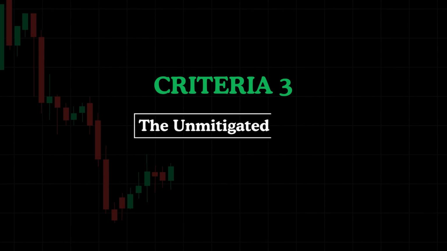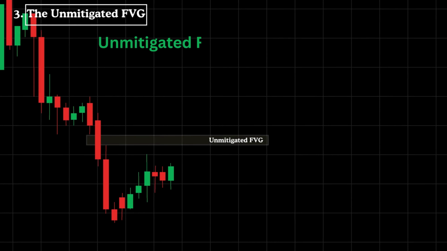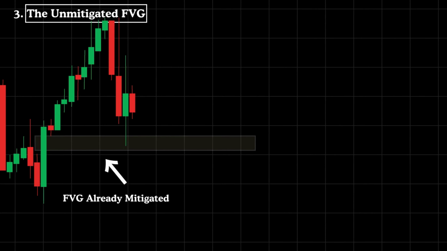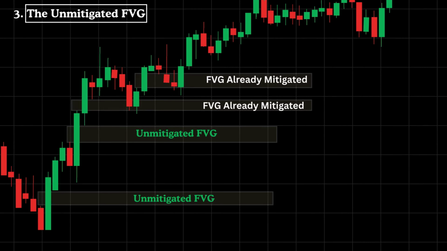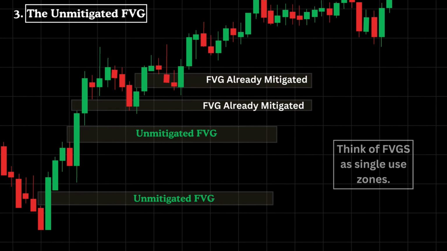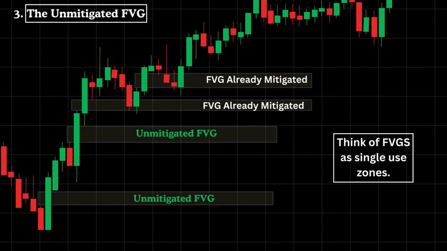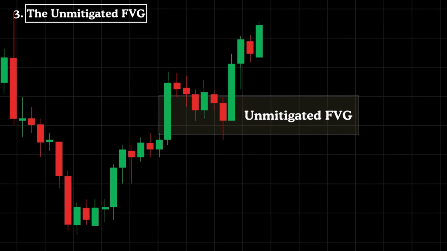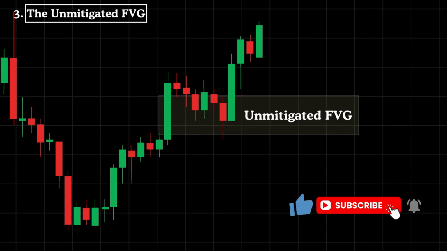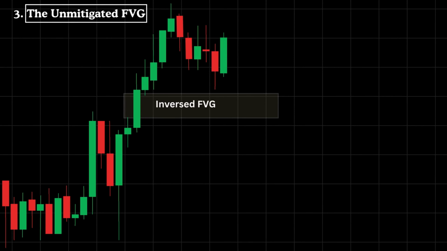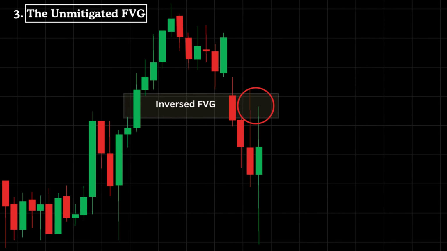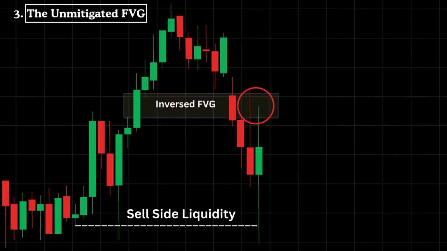The third criterion is an unmitigated FVG. A strong FVG must stay untouched, in other words, unmitigated. Once price comes back to fill or tap into a gap, it loses its value as a trade setup. Think of FVGs as single-use areas. Once they're mitigated, they're no longer dependable for entries. However, how price reacts when it first enters the FVG can offer valuable clues. If price respects the zone and bounces, it's probably serving as support and could push price toward buy-side liquidity. But if price breaks through and closes past the FVG, it flips into an inverse FVG, now working as resistance, making sell-side liquidity the next probable target.